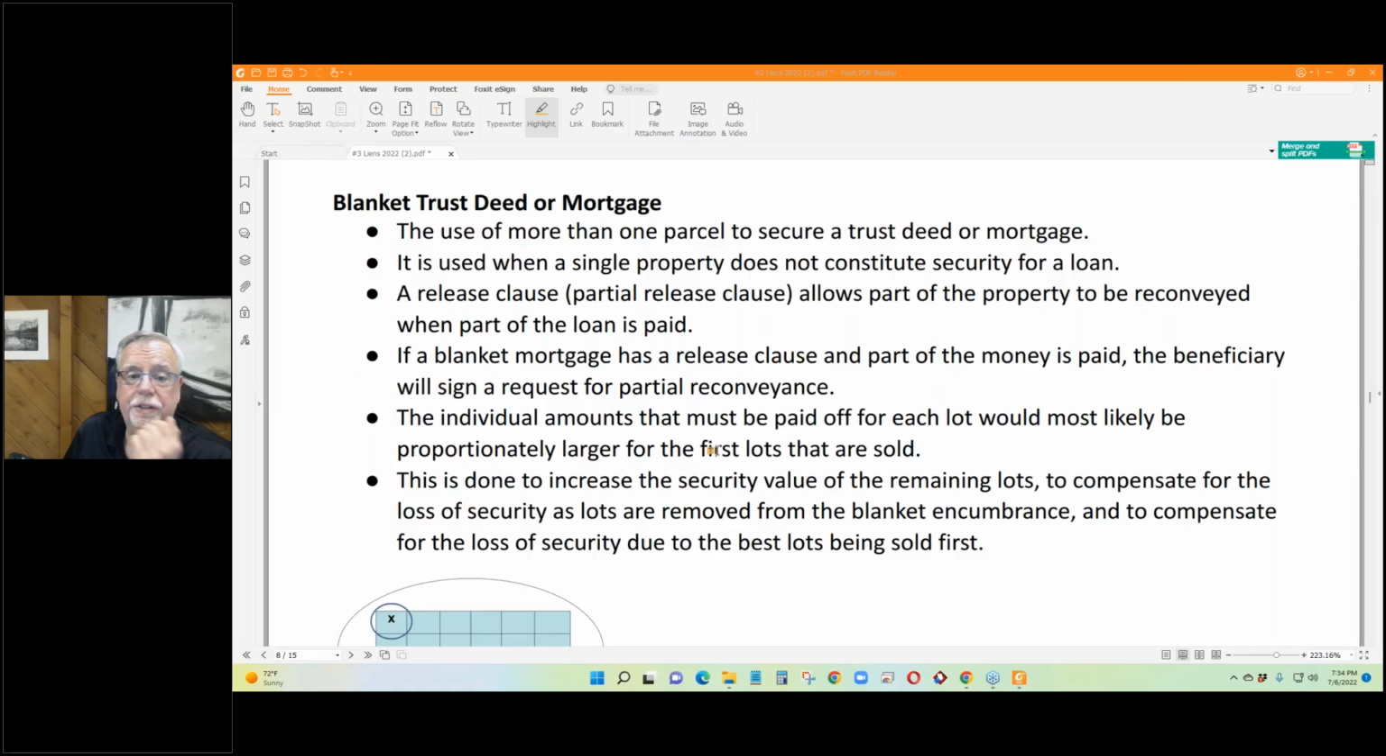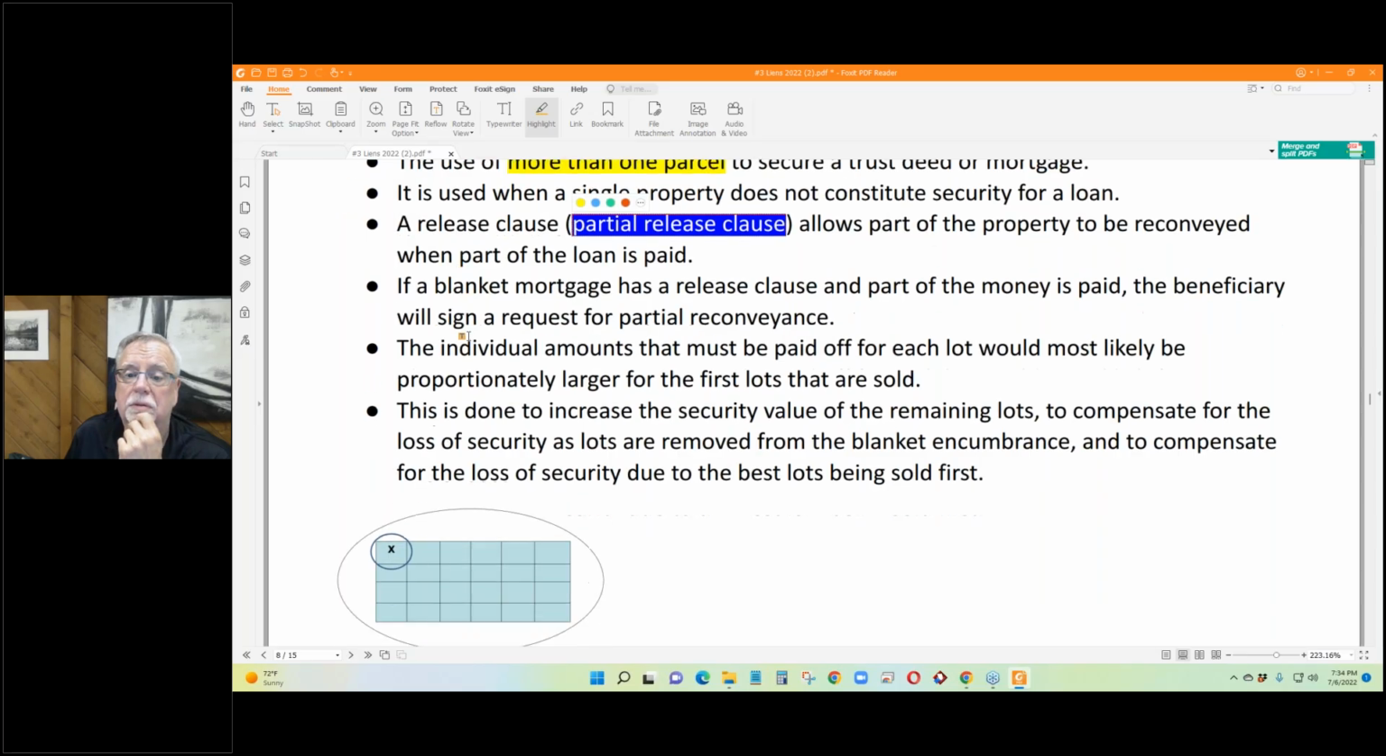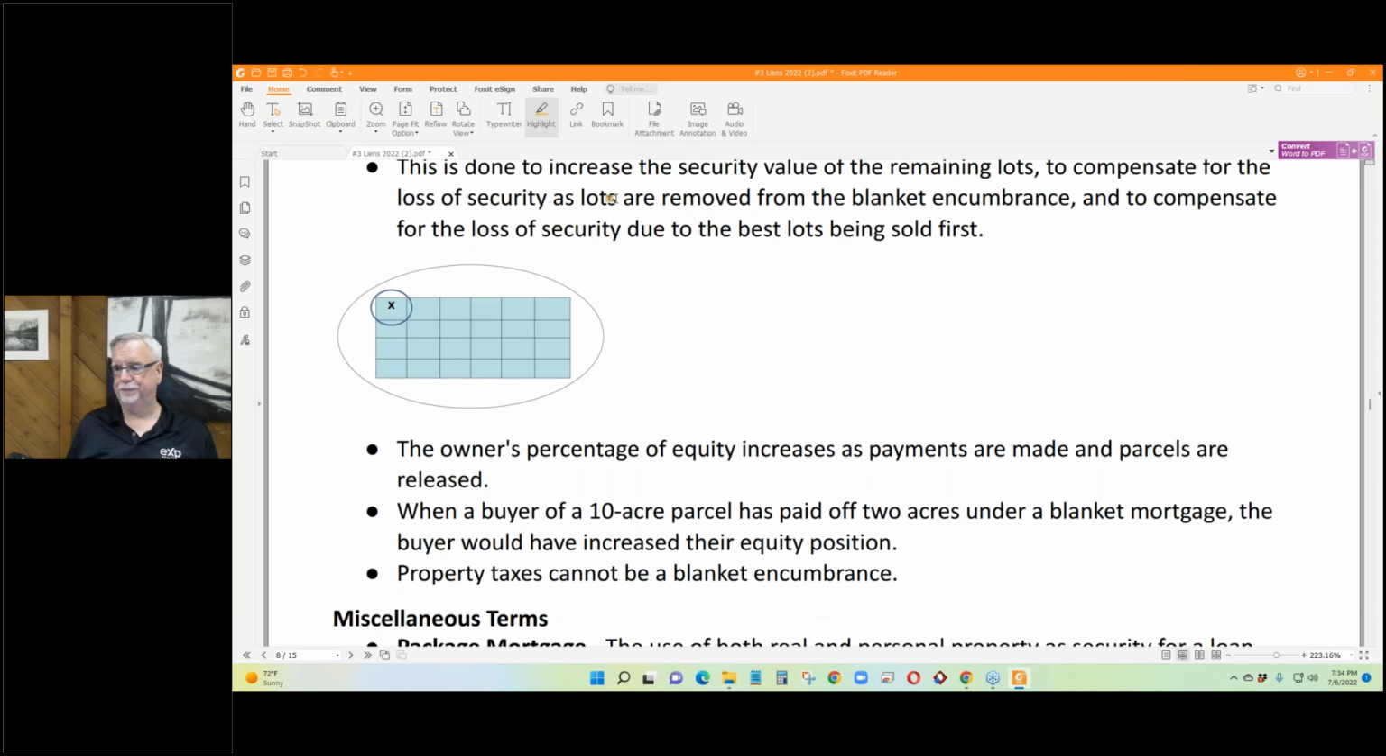Listen. The blanket trust deed or mortgage is when more than one parcel is being used. When a single one does not constitute security, it would have a partial release clause. And the equity goes up over time. I have an example.